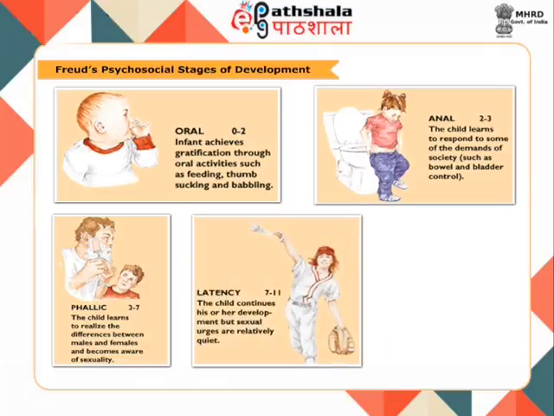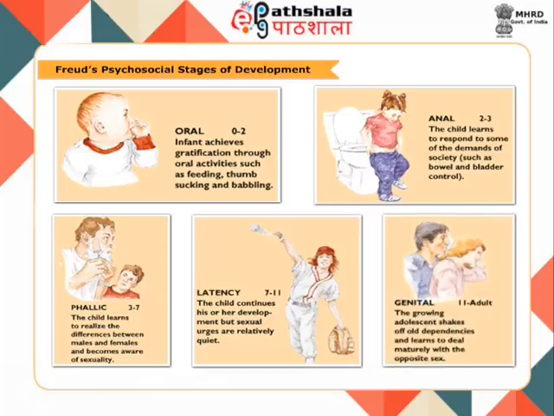Stage 4 is latency, 7 to 11 years. In this stage, the child continues his or her development, but sexual urges are relatively quiet. Stage 5 is genital, 11 to adult. In this stage, the growing adolescent shakes off old discrepancies and learns to deal maturely with the opposite sex.